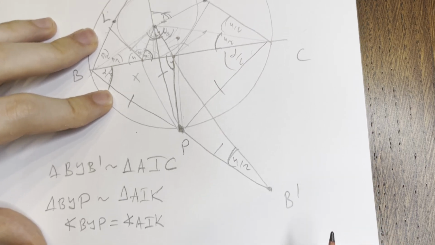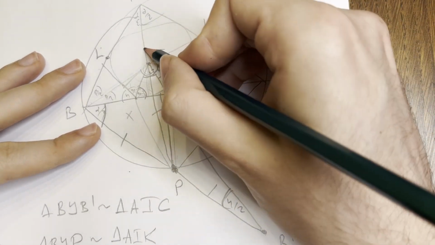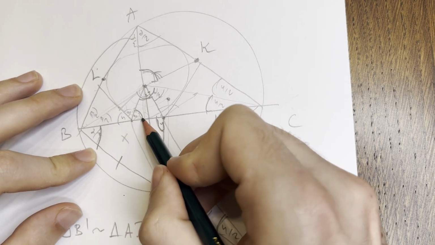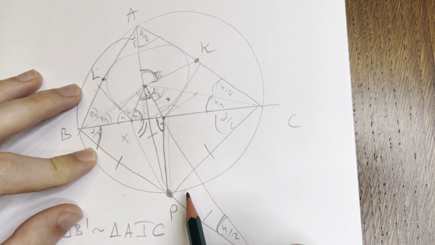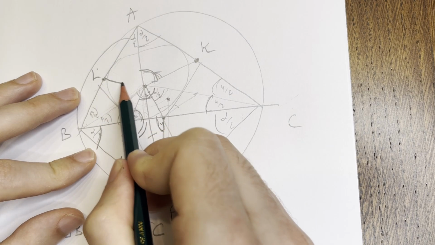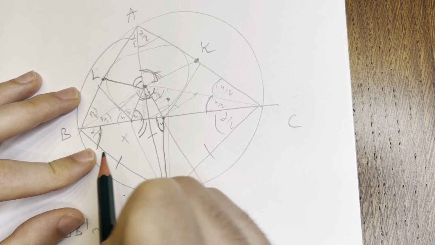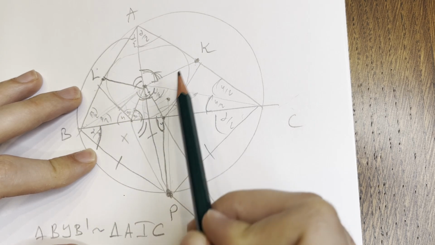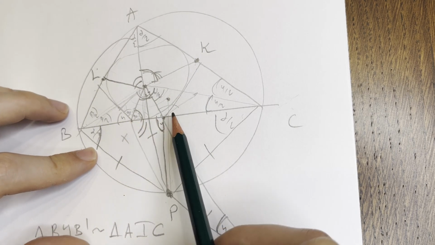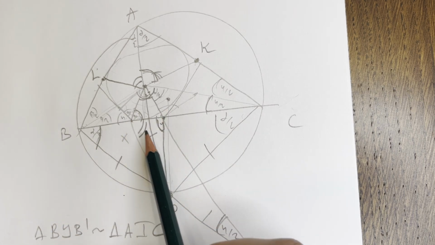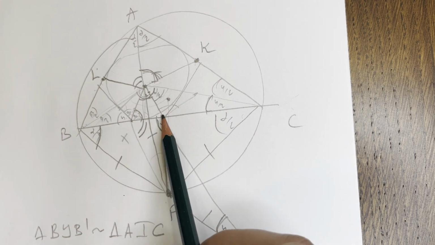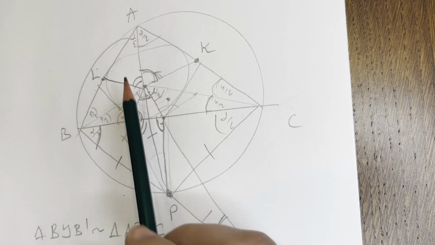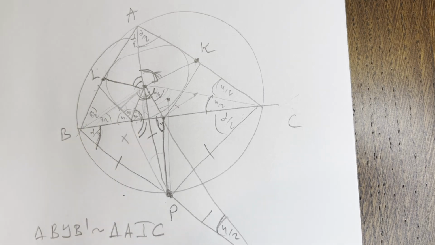And now here, we're basically done with the problem because if AIK is BYP, similarly on the other side, we can get that CXP is equal to the angle AIL. And now the sum of LIK is equal to PXY plus PYX, which is 180 minus XPY. And so we have proven that XPY plus LIK is 180, and we're done.